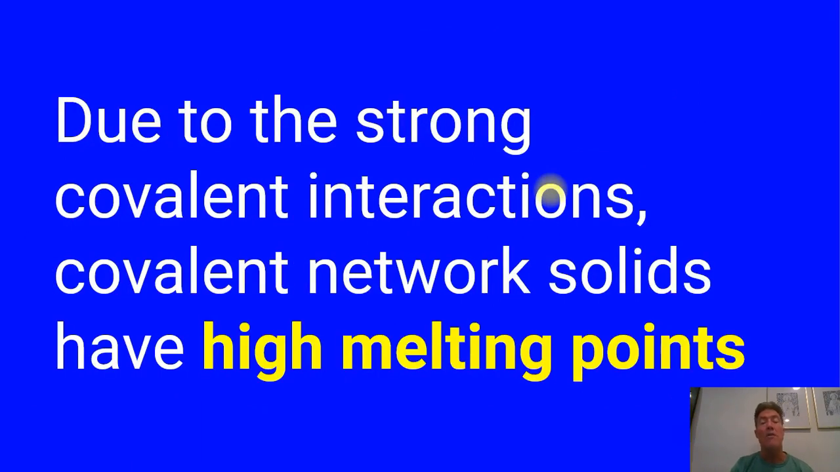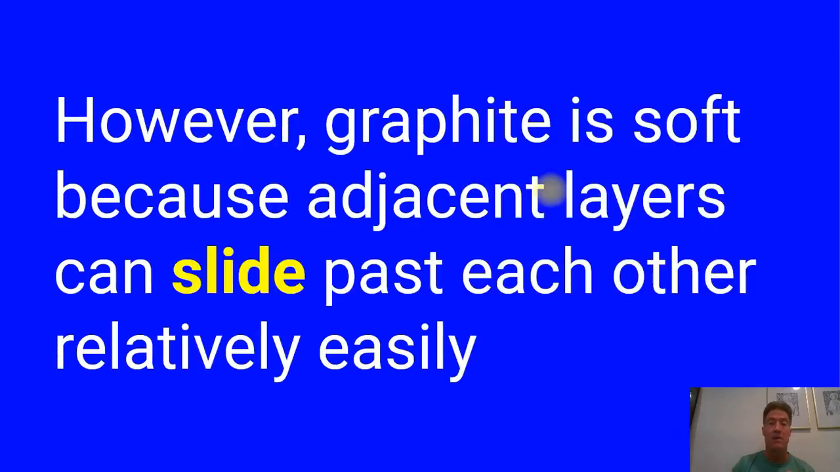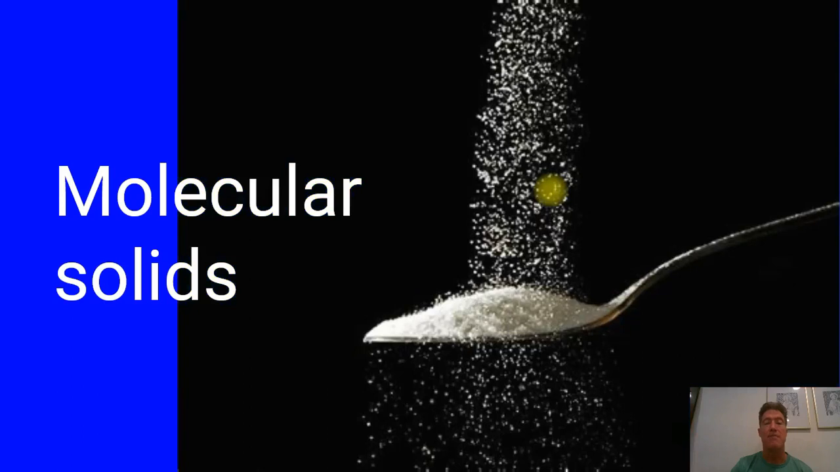Due to the strong covalent interactions, covalent network solids have high melting points, kind of like ionic solids. Their 3-dimensional networks are rigid and hard, and that's because the bond angles are fixed. But like I mentioned, graphite's a little different. It can slip and slide. All right, so that takes us to molecular solids.